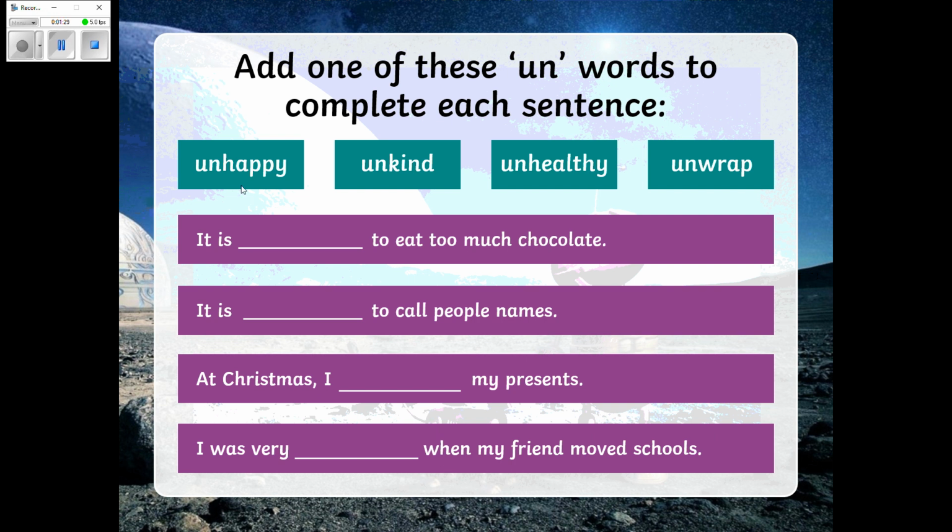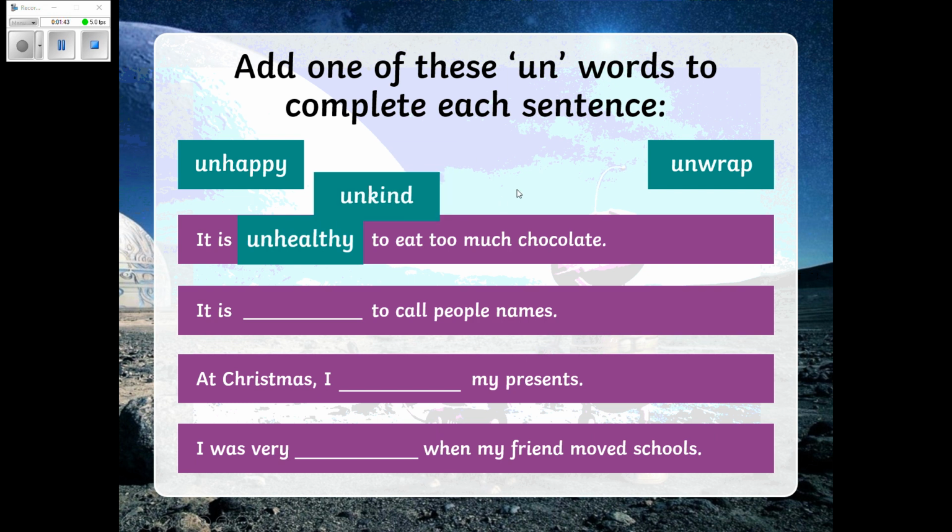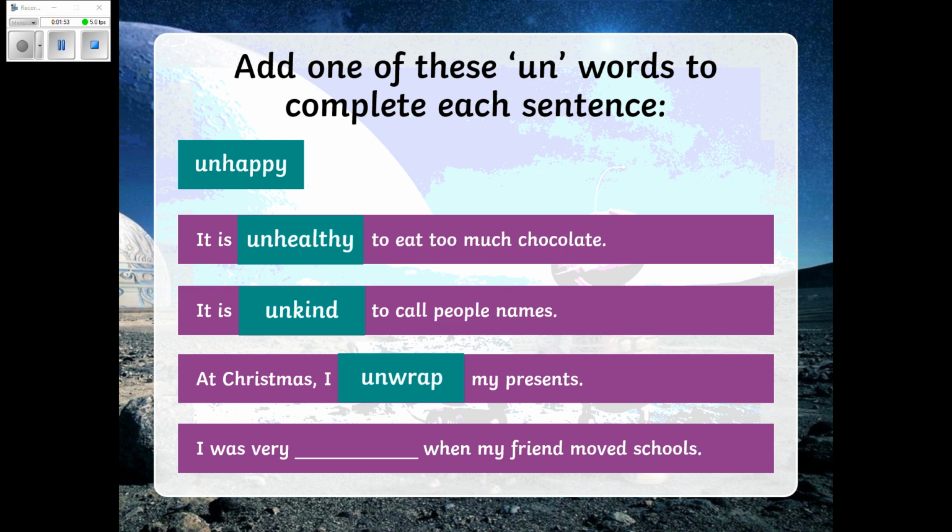Okay, so your first sentence, I hope you've got this right. I'm sure you have. The robots are really keen to show you. The first sentence is, it is unhealthy to eat too much chocolate. Second sentence, it is unkind to call people's names. Now, I'm sure you know this next one. At Christmas, I unwrap my presents. And then your final sentence, I was very unhappy when my friend moved schools.